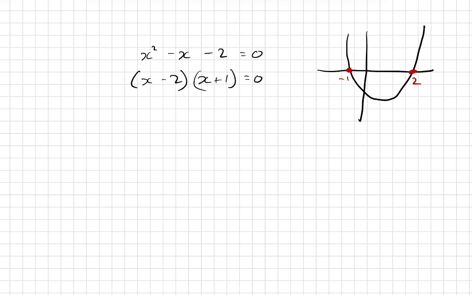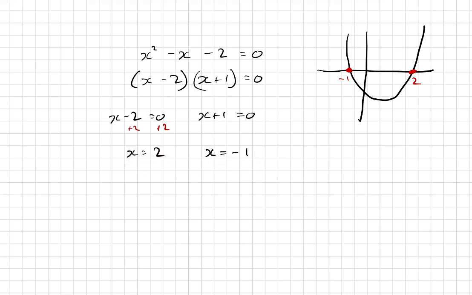And then we solve each of these. So x minus 2 equals 0 and x plus 1 equals 0. To solve this one, I'm going to add 2 to both sides, which gives me x equals 2. And over here, I will get x equals -1. So these are the roots. These bits are the factors, and from the factors, we get the roots, or the solutions.